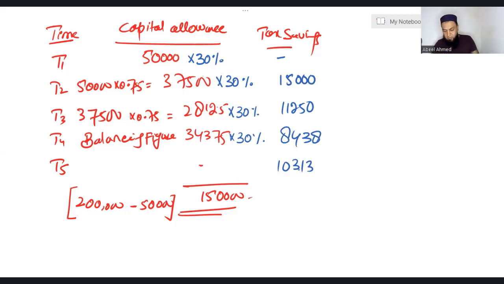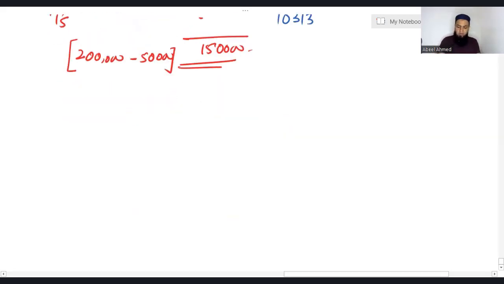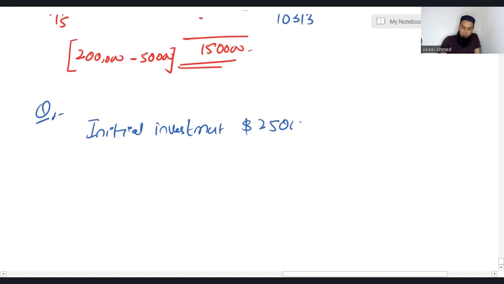Now let's see one more question so that you have a good idea how to calculate tax saving from capital allowances. Initial investment is 250,000. Residual value is, let's say, 30,000.